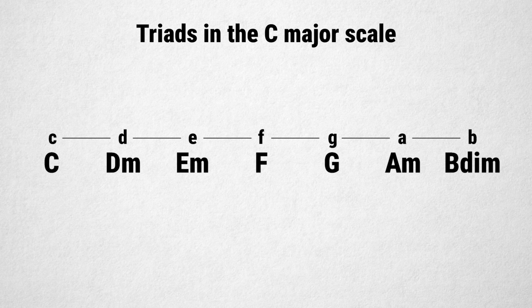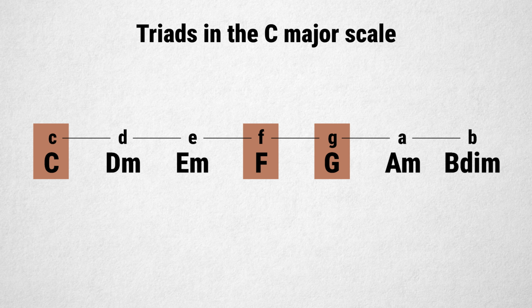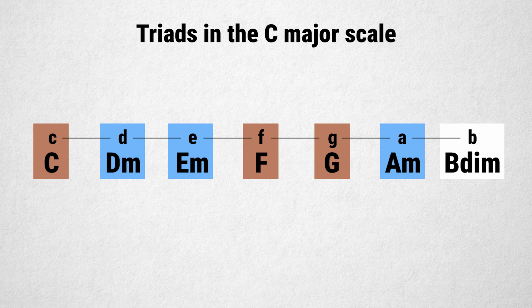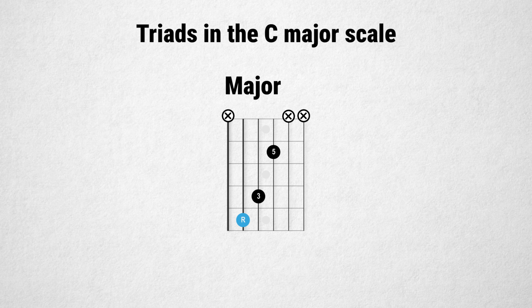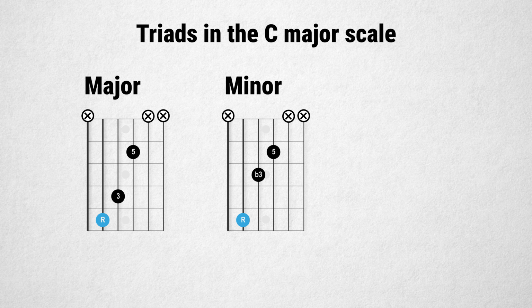So we have seen that there are major triads on the notes 1, 4 and 5 and minor triads on the notes 2, 3 and 6 and the diminished triad on the 7th degree. Now let's play all the triads in order of appearance, the major shape, the minor shape and the diminished shape.